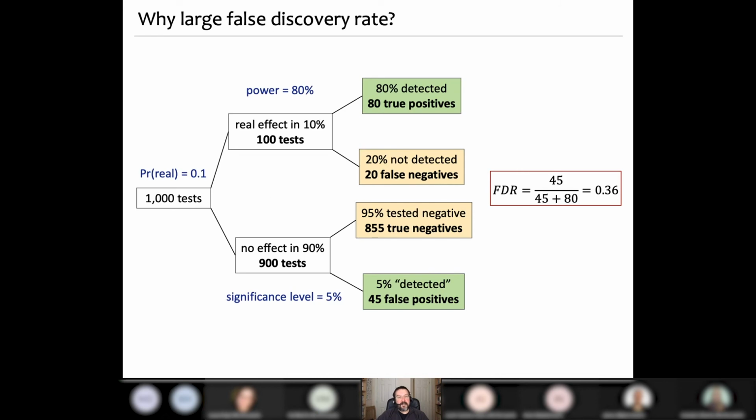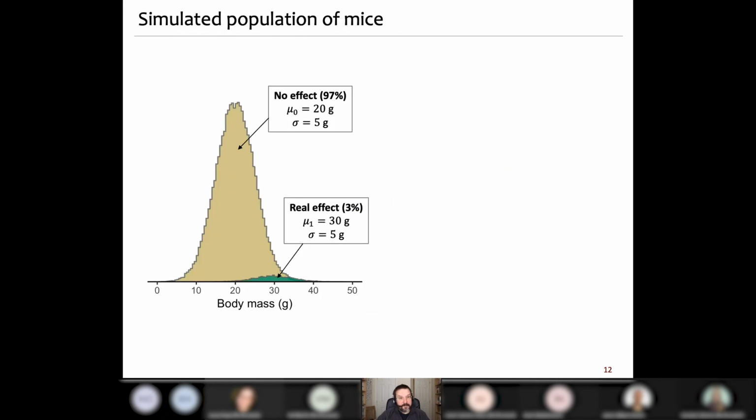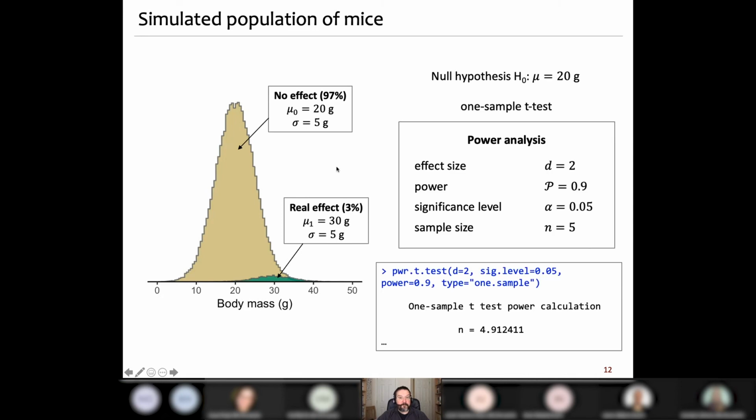Let's go back to the first example. Why do we get such a large false discovery rate? Well, we can do another Gedankenexperiment, a simulated population of mice. And there are actually two subpopulations. The first one, which contains 97% of all cases, is the null distribution. The mean is 20 grams and the standard deviation is 5 grams. We assume 20 as the baseline here. In the second, much smaller subpopulation, there is a real effect. The mean body mass is 30 grams.